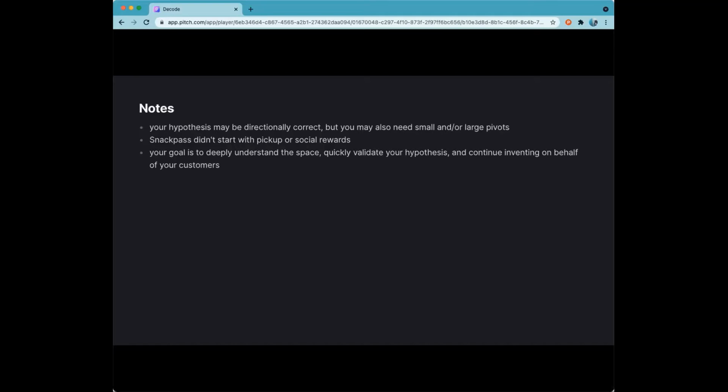Tesla is another one. They started out with the hypothesis that they could just put an electric drivetrain on a Toyota, a Lotus chassis, and then make an electric car. That ended up being incorrect, and they had to rebuild the car from the ground up.